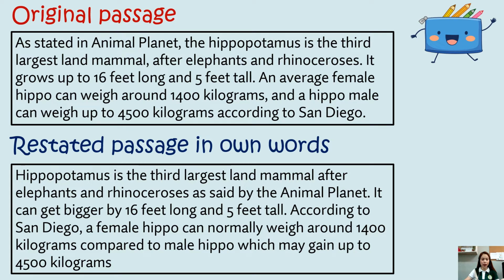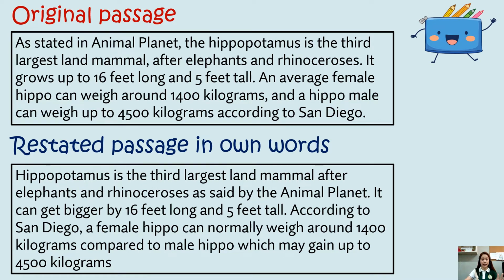So, we have here an original passage and a restated passage in your own words. Okay, let's take a look at this example. As stated in Animal Planet, the hippopotamus is the third largest land mammal after elephants and rhinoceroses. It grows up to 16 feet long and 5 feet tall. An average female hippo can weigh around 1,400 kilograms, and a male hippo can weigh up to 4,500 kilograms according to San Diego. So that is the original passage.